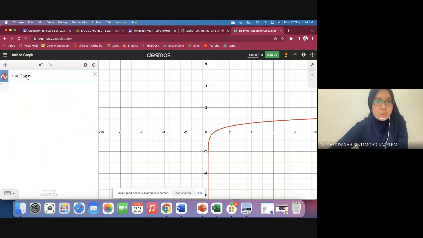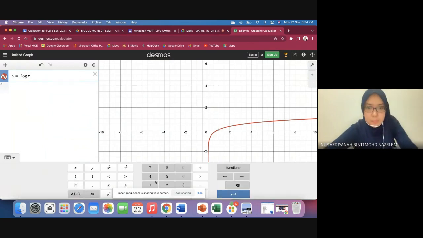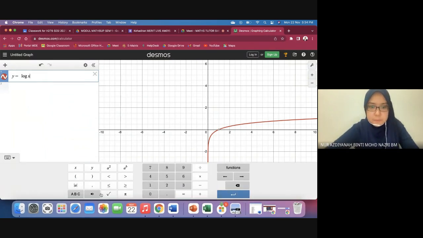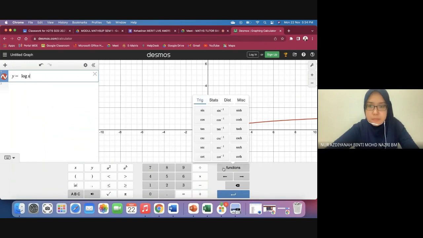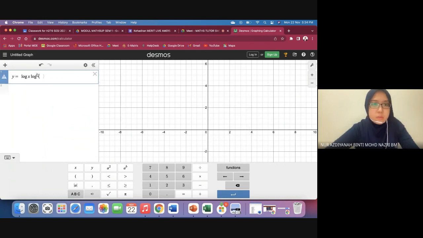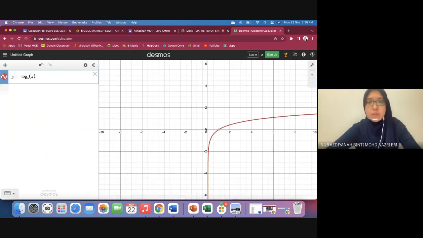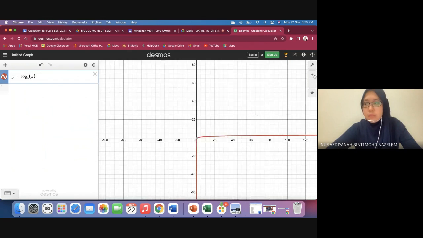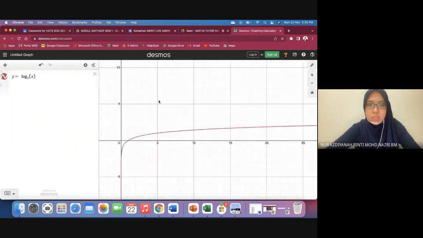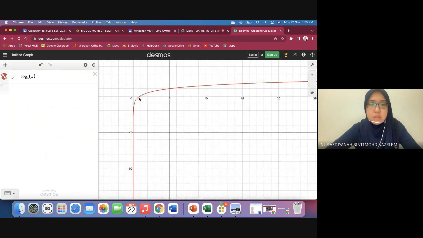Mana base dia? Log. Okay, sekejap. Log base 5 yang kita nak sketch, and the value is x. So see here how does that change.